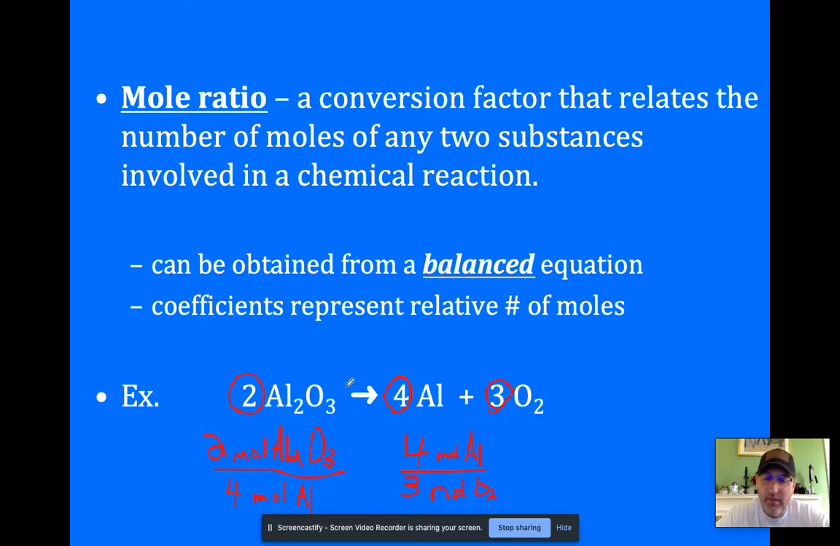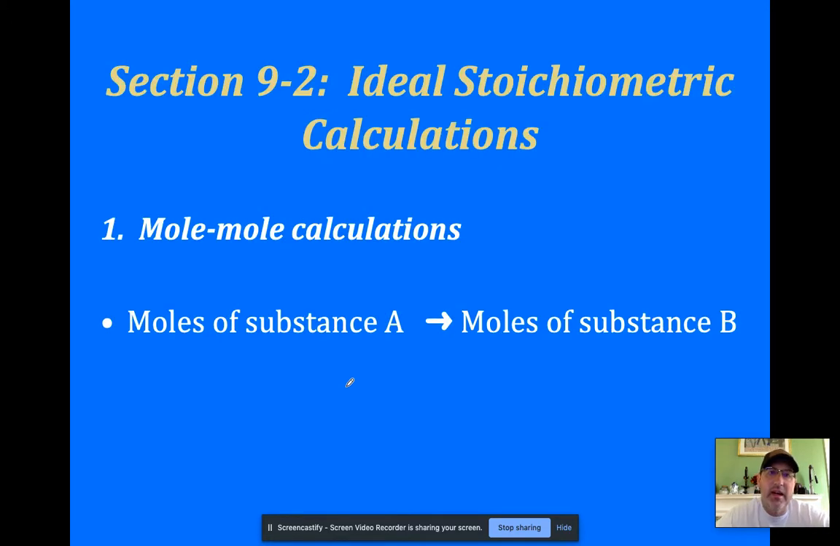Okay? So that sort of takes us to section 9.2 with these ideal stoichiometric calculations. The first type we're going to do, and your type for today, is mole to mole calculations. So we're just going to go from moles of substance A to moles of substance B. This could be reactant to product, product to product, or reactant to reactant, whatever two substances in the chemical equation you are relating. Note that you're not changing the unit. You're starting with moles and ending with moles. The only thing you're changing is the substance from substance A to substance B. And you're going to use the mole ratio from the balanced equation to do that.